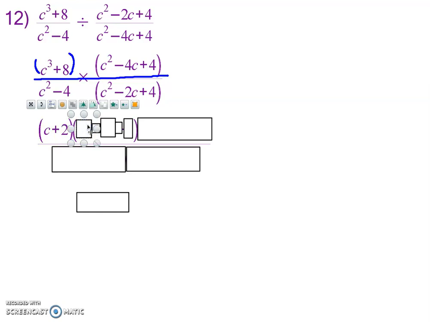We square the first term, c squared. We square the 2, which makes 4. For the middle term, you multiply those two together. C times 2 is 2c. Remember our signs? We look at the first sign, the second one's opposite. So plus changes to minus. Last one is always plus. That was factoring a sum of cubes.